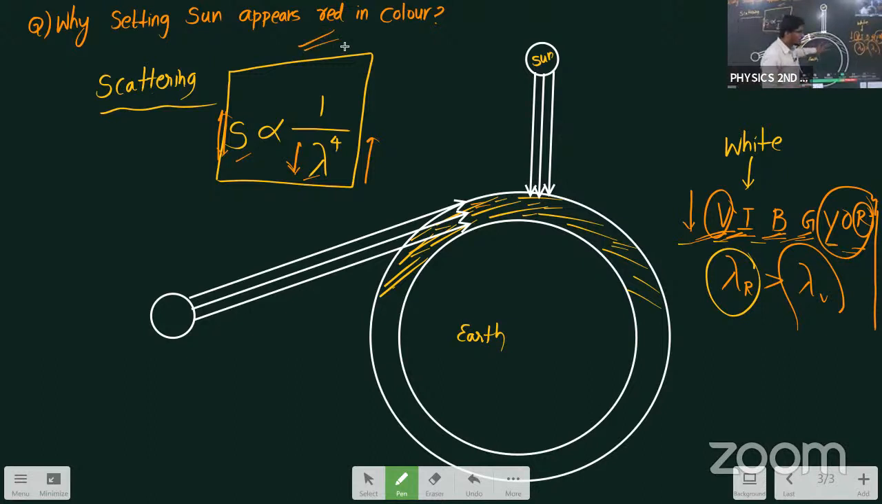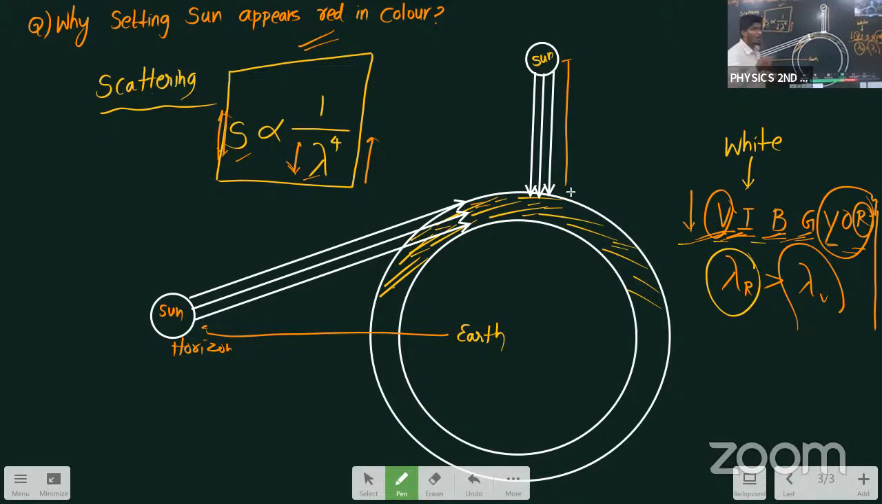So this is our Earth's surface. Here we have considered the sun to be placed near the horizon. Now the distance between Earth and sun is very large when compared to the distance at noon. So the sun rays have to travel a larger distance. During that, the sun rays will meet the atmospheric particles. Then the phenomenon of scattering will happen.